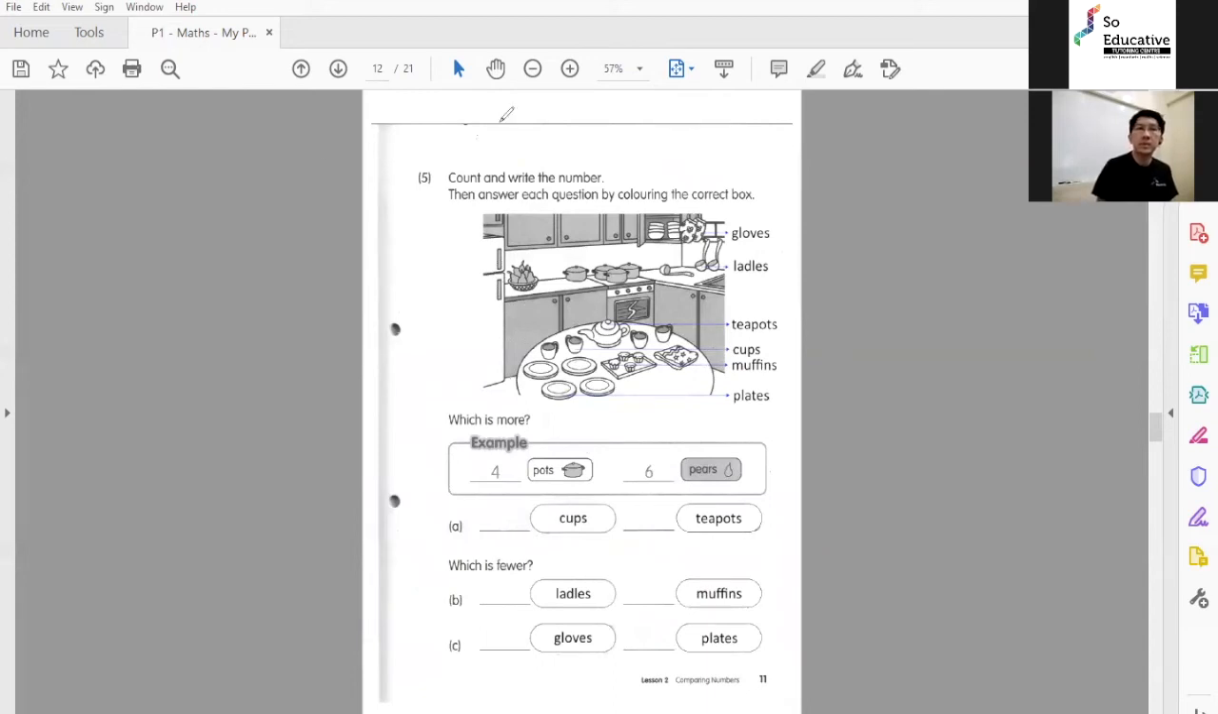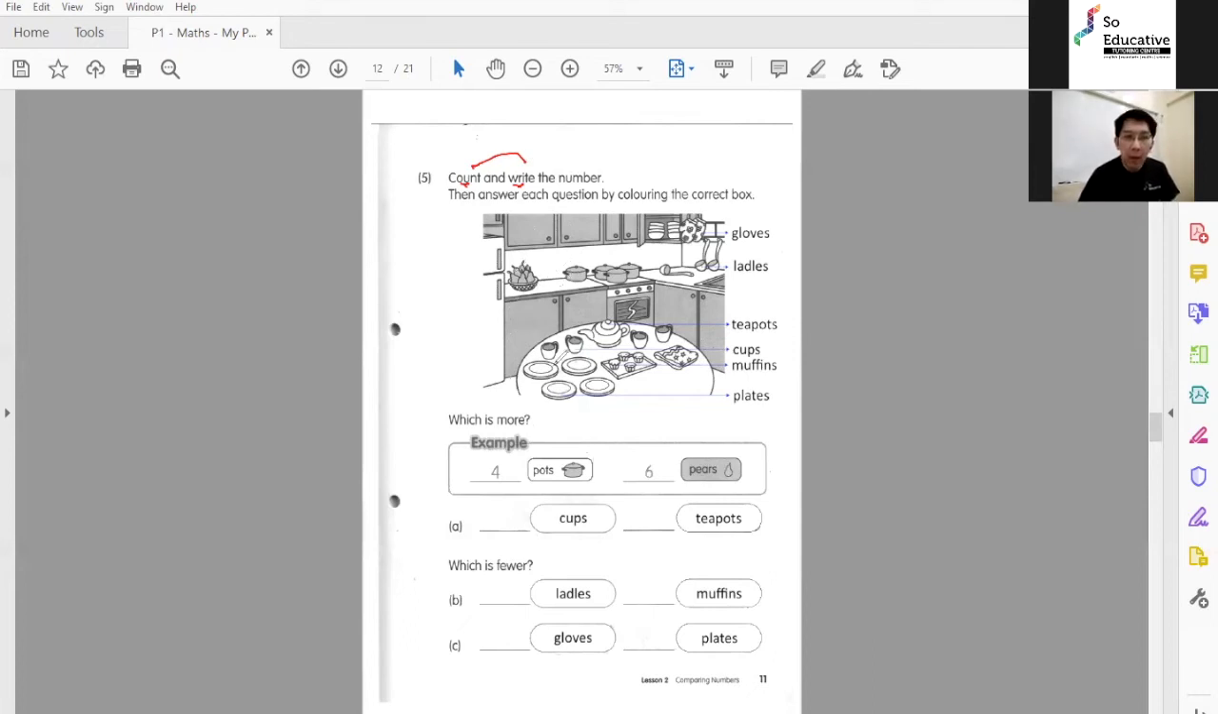So, number 5, what do they want us to do? Let's read the question. Count and write the number. Okay, count and then write the number. Then answer each question by coloring the correct box. Okay, I want you to color the correct box.